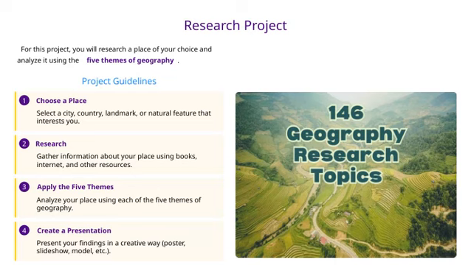All right, so for this project, we're going to choose a place that interests us. This could be a city, a country, a famous landmark, or even a natural feature. Once we've picked our place, the next step is to do some research. That means gathering information from books, the internet, and other resources to learn as much as we can about it. After we have our information, we'll analyze our place using the 5 themes of geography: location, place, human environment interaction, movement, and region. These themes will help us understand our chosen place from different perspectives and make our analysis more comprehensive.